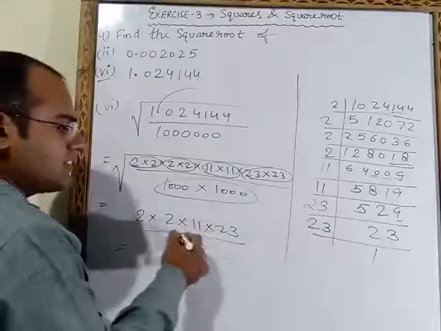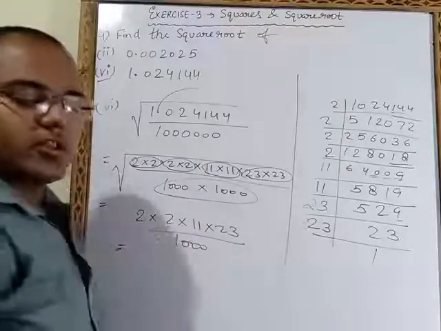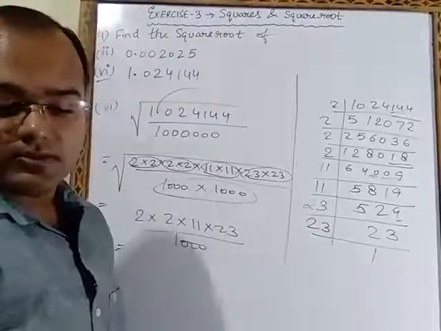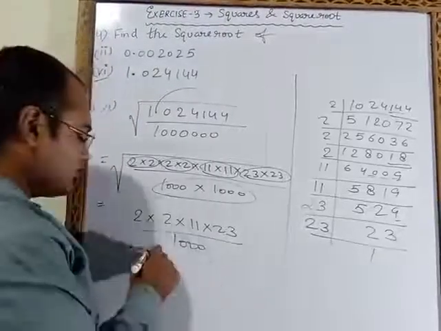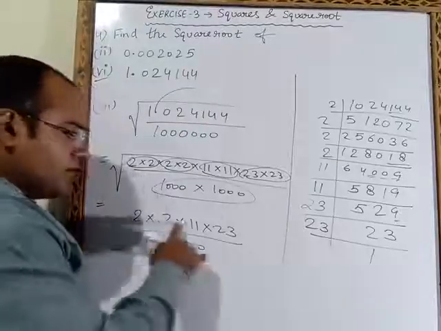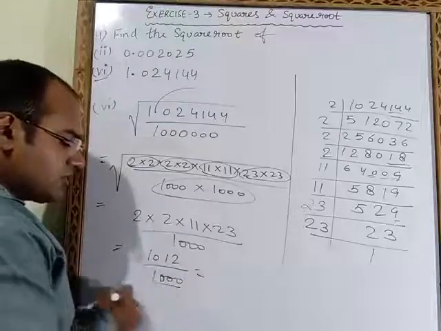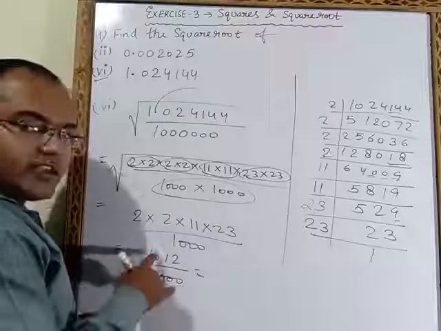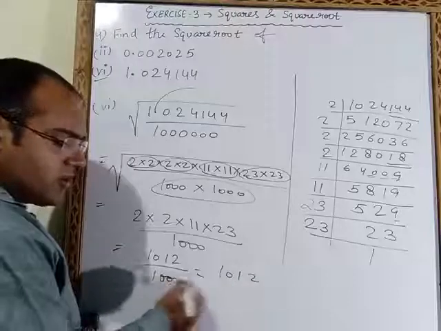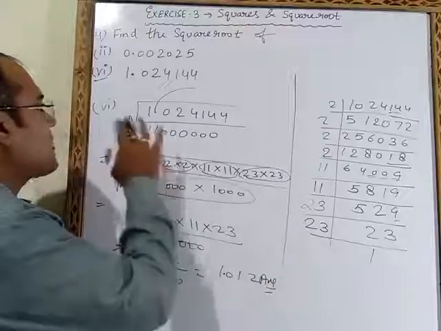So on multiplying these numbers, 11 2s are 22, 22 2s are 44. Then 44 into 23, the answer will be 1012. Divided by 1000, the answer will be 1012 upon 1000. Because of this 1000, 3 decimal places are coming. We will put the decimal before the last 3 digits of 1012: 1, 2, 3. So this is your final answer for part number 6.